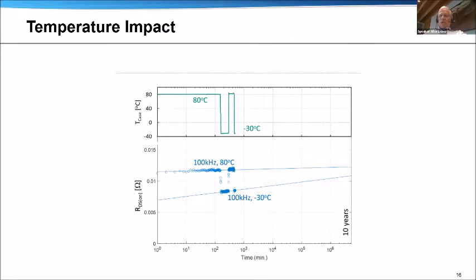But I challenge you to have a device operate at minus 30, because the minute you turn it on, it comes up to a higher temperature. Yeah, it's a very difficult measurement. Thank you, Alex.